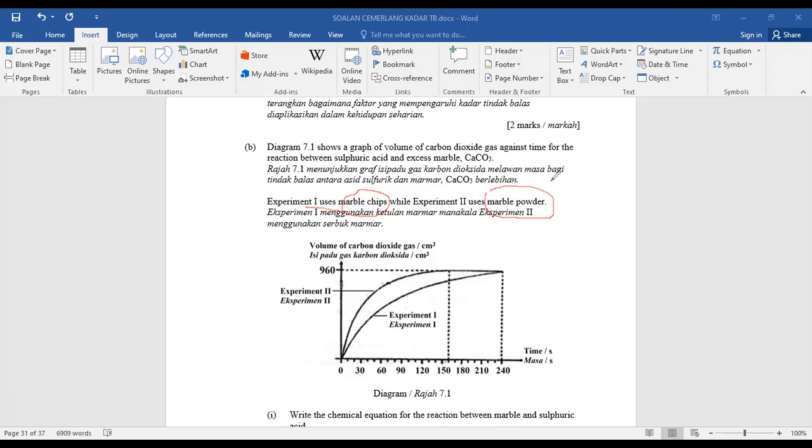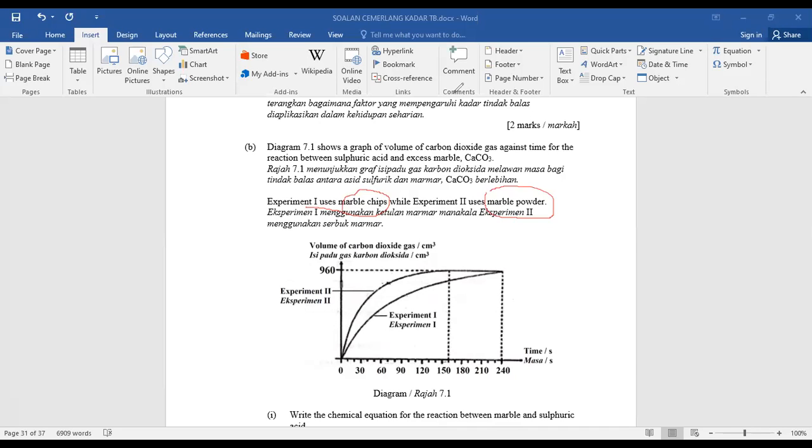Then what will be the keywords? The keywords will be the total surface area exposed of the marble chips, or the calcium carbonate, in experiment 1 is smaller. When the size is larger, the total surface area exposed is smaller compared to experiment 2. Then you talk about the frequency of collision. Now I want to guide you on the frequency of collision.